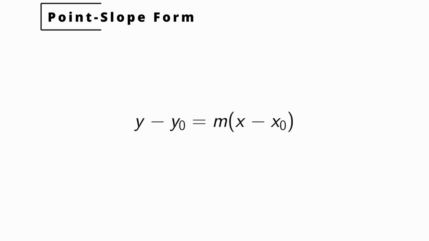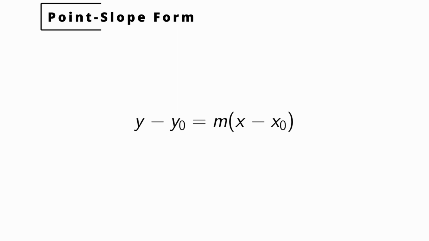In this video, we're going to find the equation of a line given that we know some information about that line. Typically, we'll need either a point on the line and the slope, or 2 points on the line, which will give us the slope.